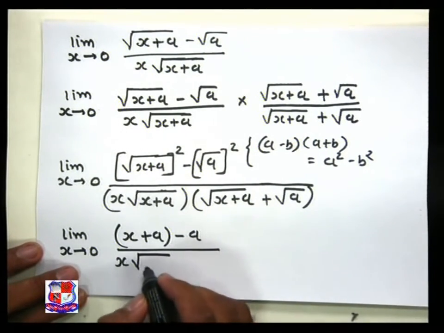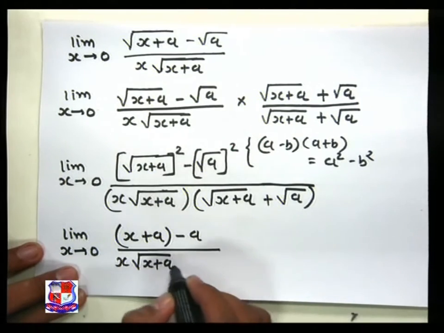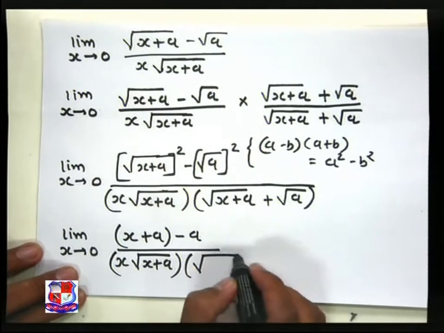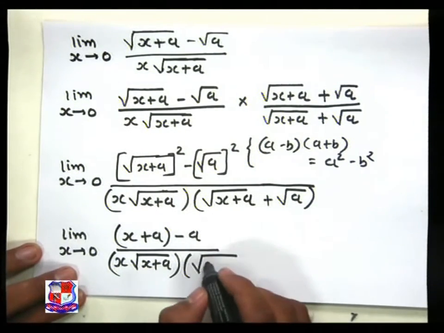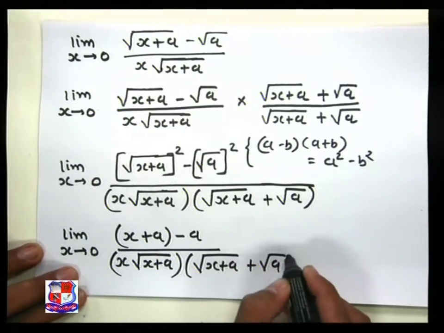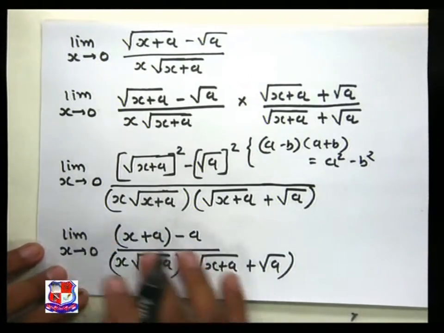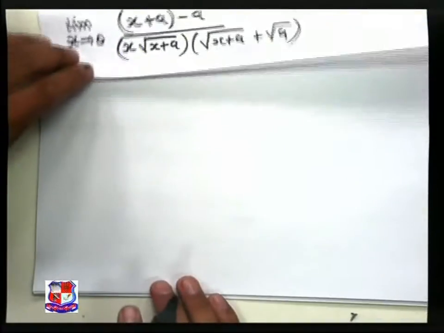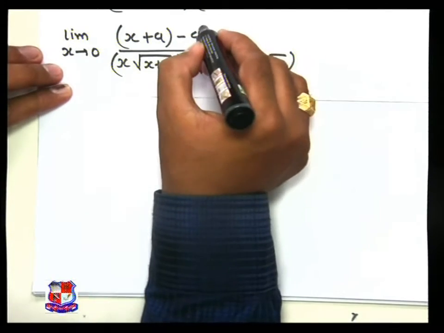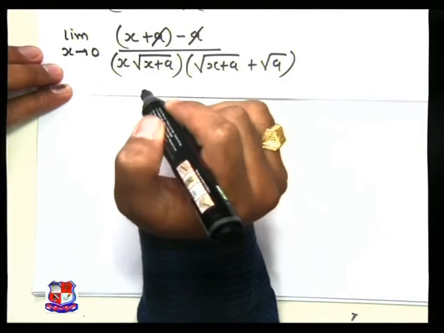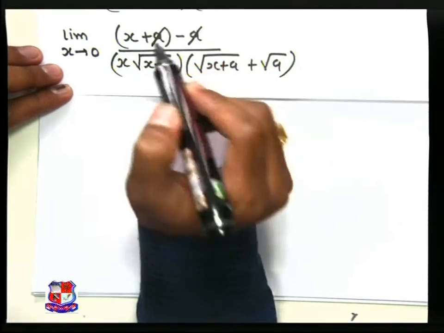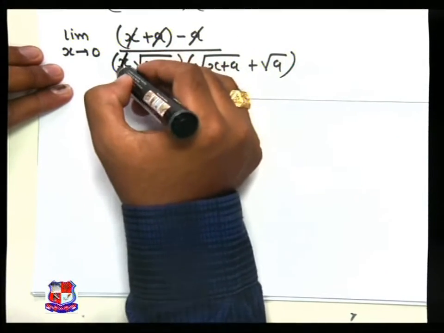under root of x plus a, and this term, that is under root of x plus a, plus under root of a. Now again we simplify this term. So here plus a, here minus a, so we directly remove it. Here x, and here also multiplication with x, so we can directly remove.